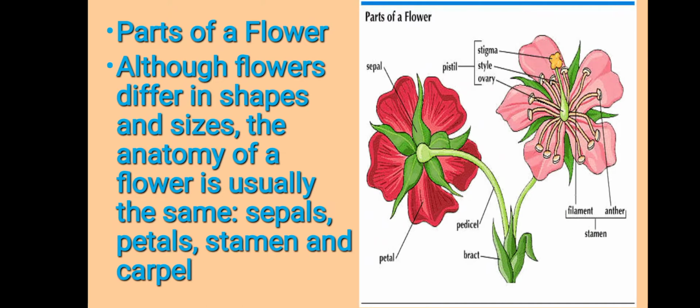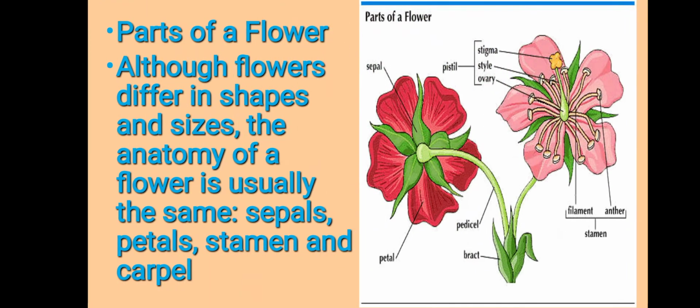Now today we are going to learn about the parts of a flower. Although flowers differ in shape and size, the anatomy of a flower is usually the same. It consists of sepals or calyx, petals or corolla, stamen, that is the male reproductive part of a flower, also called androecium, and carpel, that is the female reproductive part of a plant, also known as gynoecium. So let us deal with them.